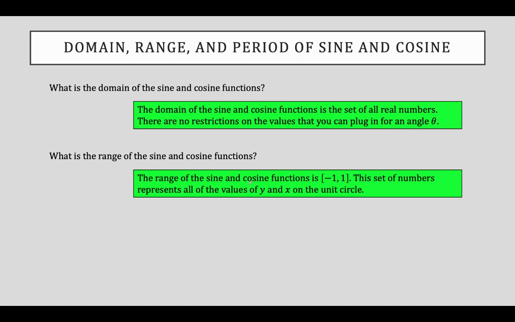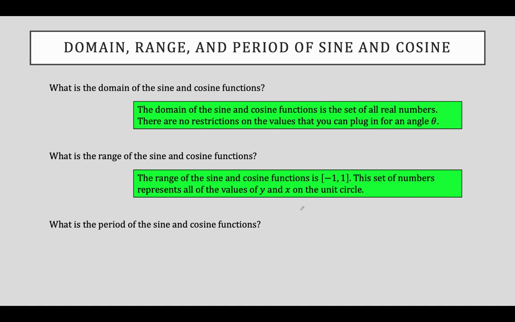Same thing for cosine. Cosine corresponds to the x-coordinate on the unit circle. And our greatest x-coordinate is 1. Our smallest x-coordinate is -1. Therefore, we have to get out some number that is between or equal to -1 and 1.